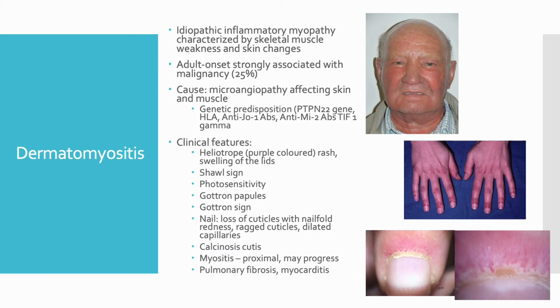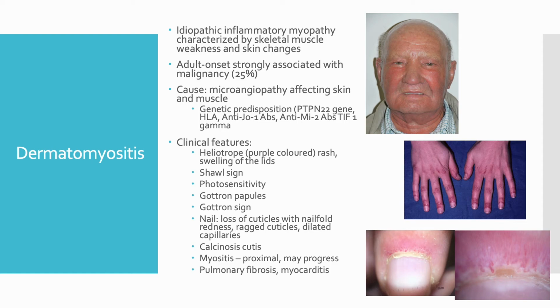There are now a number of myositis antibodies that have been identified, and some of these do give an indication of the kind of problem that may develop. So if people have antibodies against TIF1 gamma, we know that they are more likely to develop an underlying malignancy. Individuals who've got anti-Jo antibodies may develop interstitial lung disease.